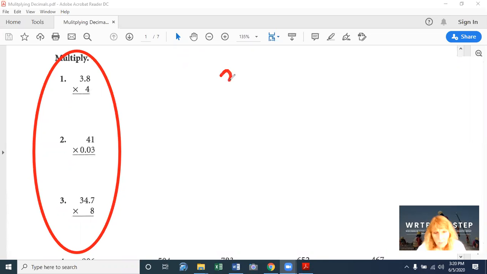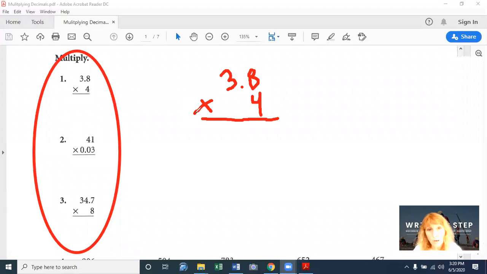So 3.8 times 4. What's different with multiplying decimals from adding and subtracting is you do not line up your decimal points. You pretend like they're not there until the actual end of the problem when you have the answer, and then you put your decimal back into the answer. So 4 times 8 is 32. We put down the 2 and we carry the 3. 3 times 4 is 12 plus 3 more, 15.